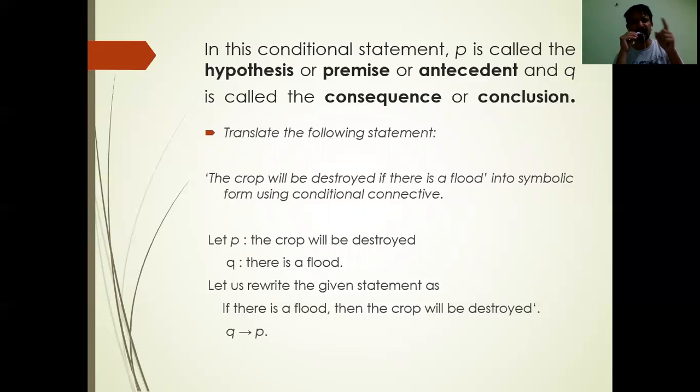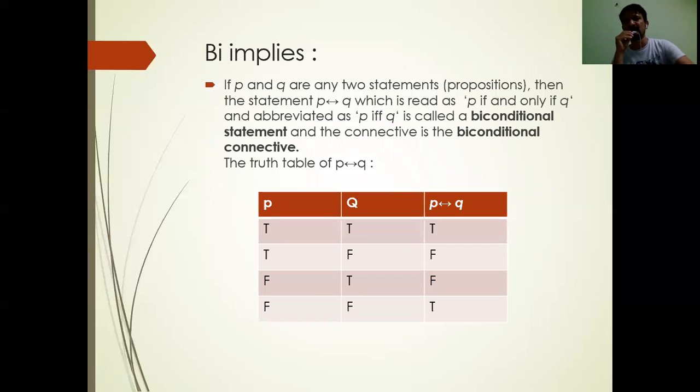A lot of difference between P implies Q and Q implies P. In Q implies P, what is the hypothesis? Q is the hypothesis. If there is a flood is the hypothesis, then the crop will be destroyed is the consequence. So Q is the hypothesis and P is the consequence. Right?